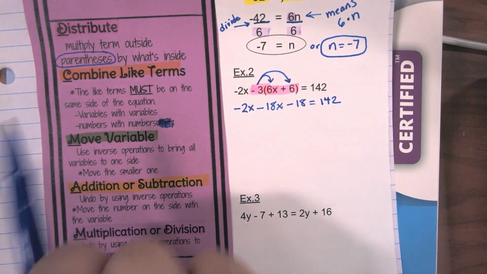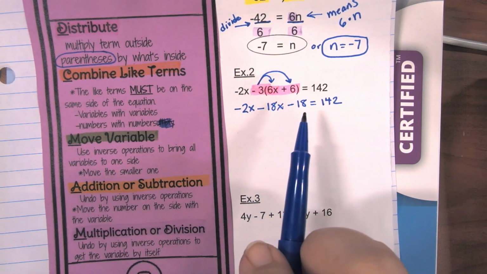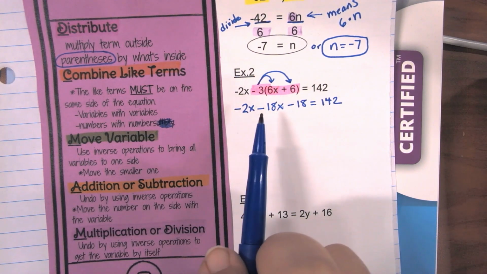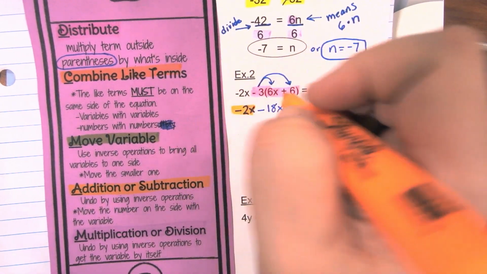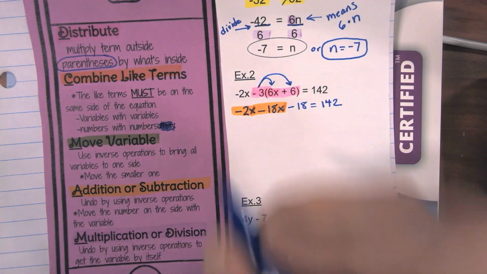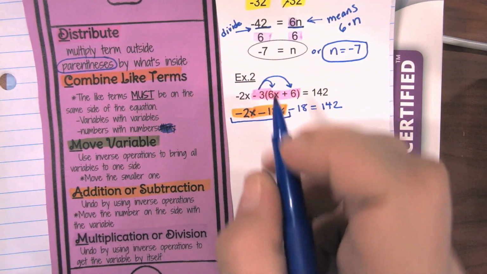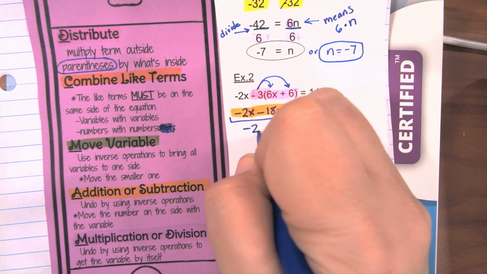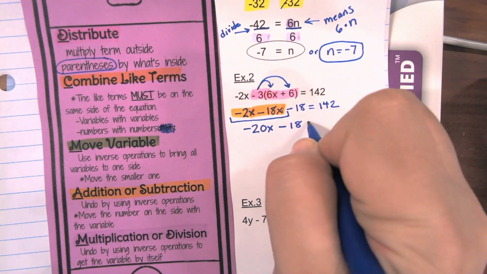Next, I'm going to look for like terms to combine. So I have variable, variable, number. I have two variables here that can be combined because they're on the same side of the equal sign. So I'm going to want to combine this negative 2x and this negative 18x. When I combine them, I'm just adding or subtracting based on whatever the numbers are. Negative 2 minus 18 is negative 20, so this is a negative 20x. Then I have minus 18 equals 142.